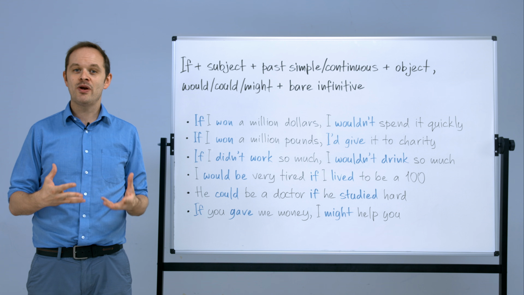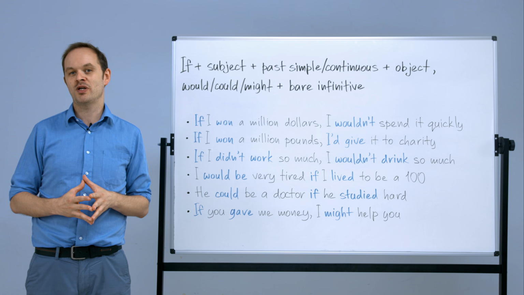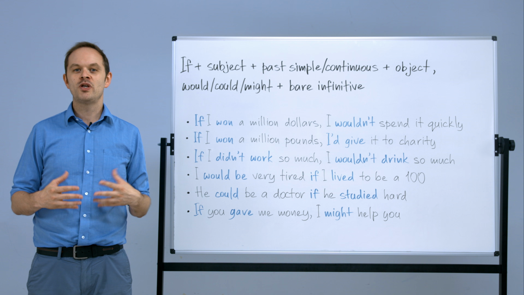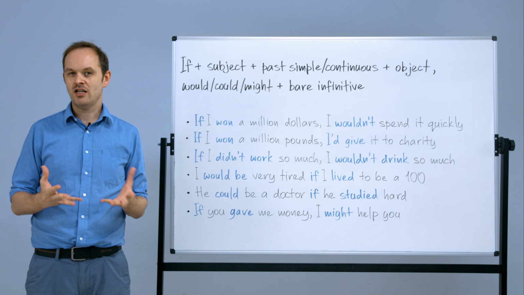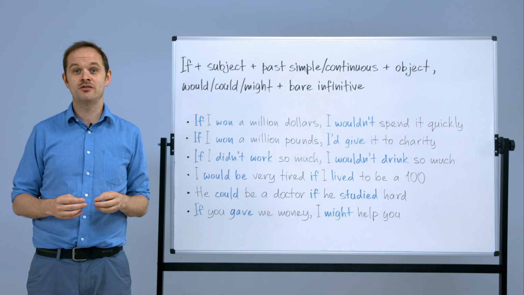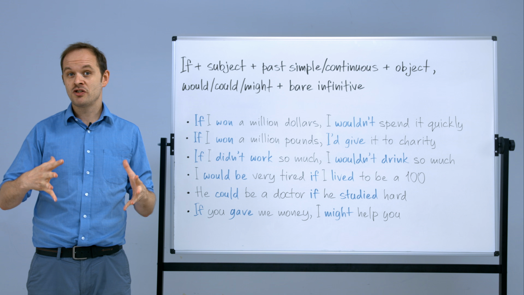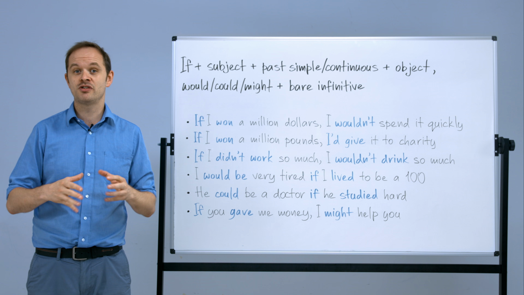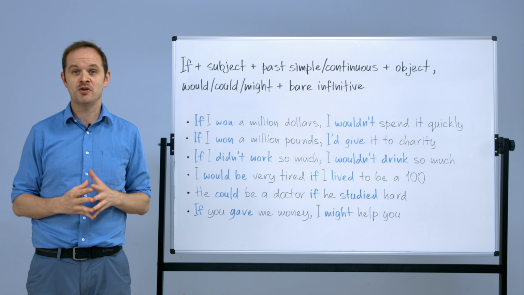So, how in English do we describe unreal situations, hypothetical situations? Well, to do this, we use the second conditional. The second conditional, unlike zero conditionals or first conditionals, describes imaginary situations in the present, whereas the zero and first conditionals talk about real situations in the present or future possibilities.